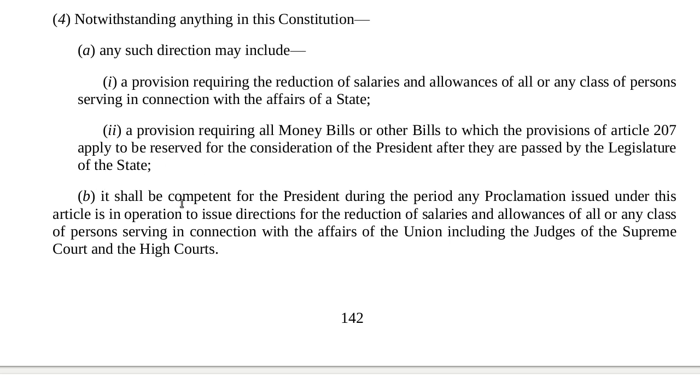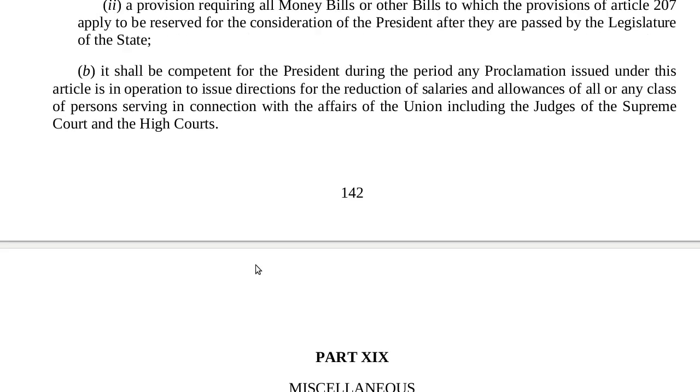B. It shall be competent for the President, during the period any proclamation issued under this article is in operation, to issue directions for the reduction of salaries and allowances of all or any class of persons serving in connection with the affairs of the Union, including the judges of the Supreme Court and the High Courts.